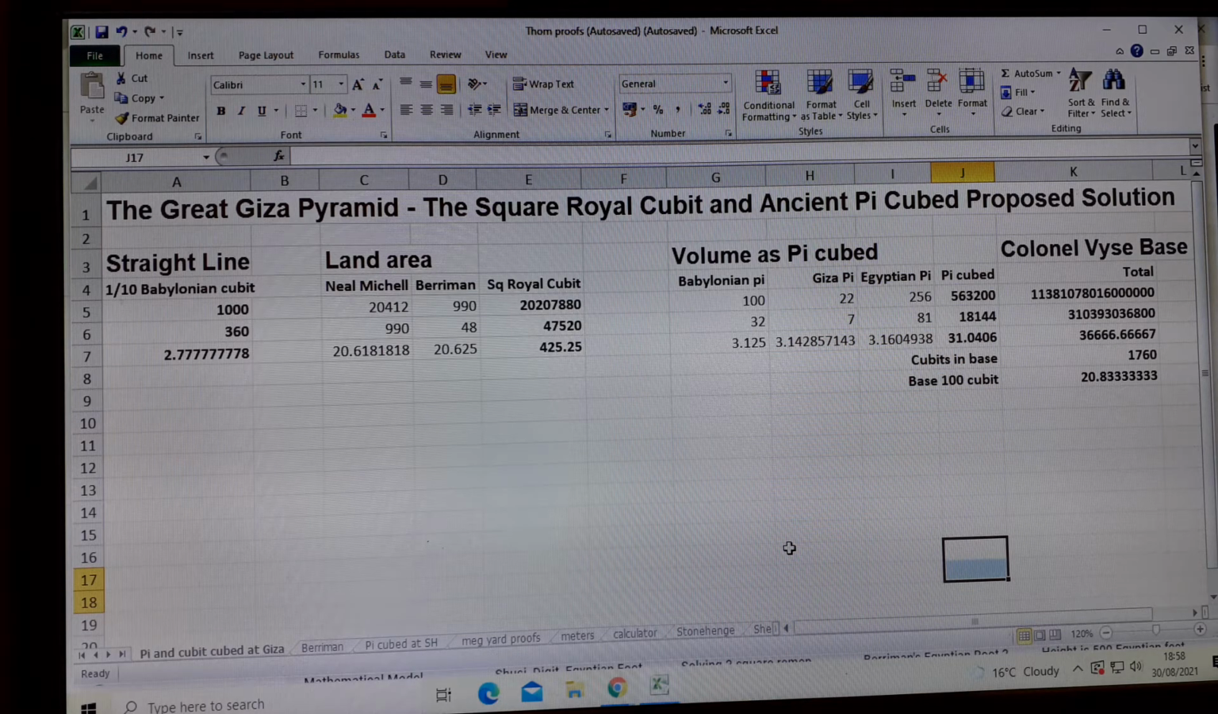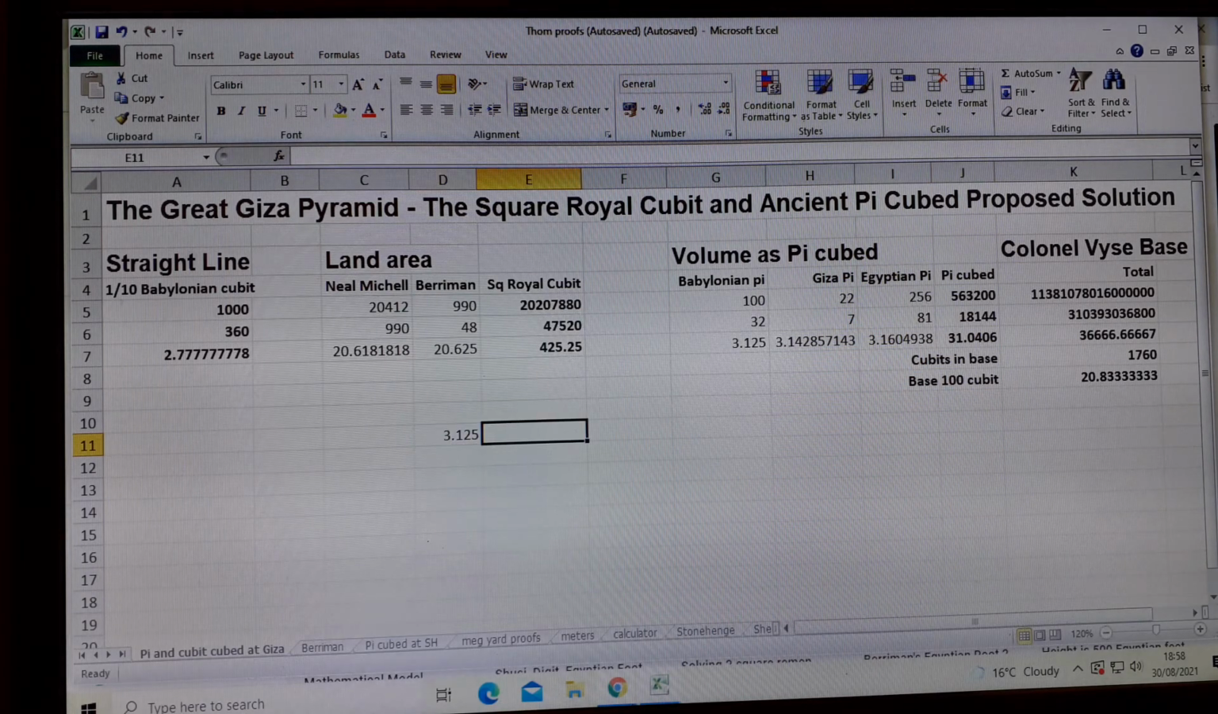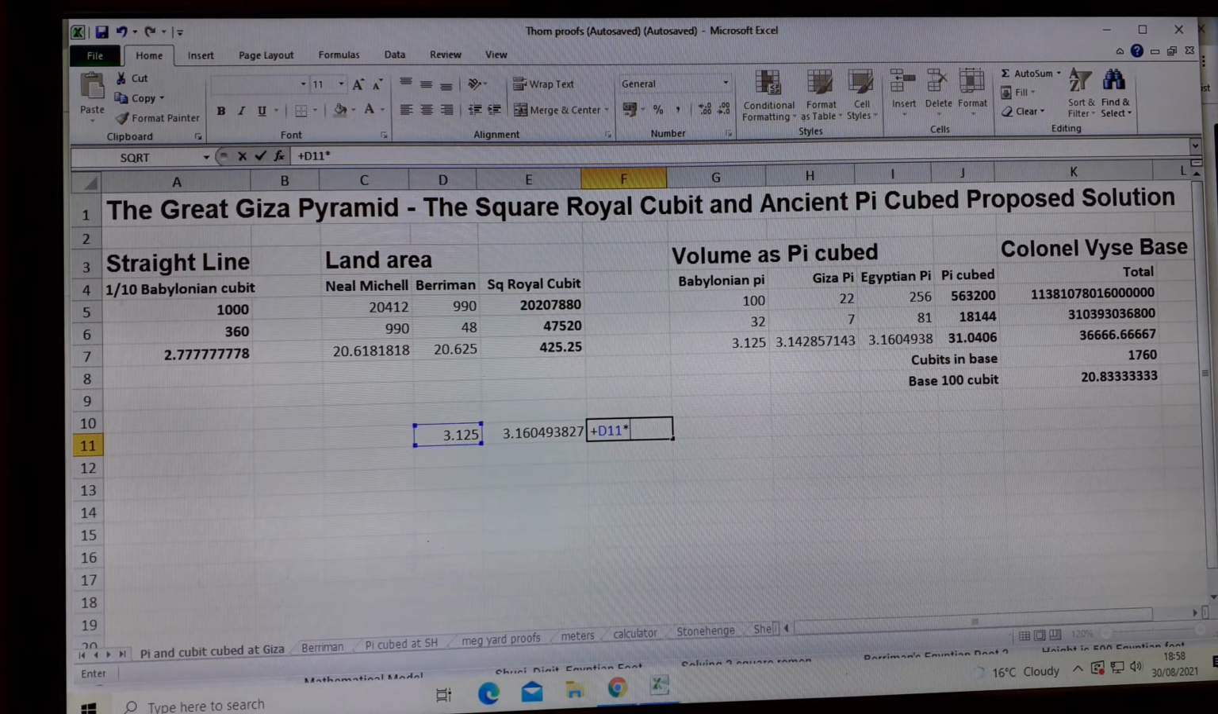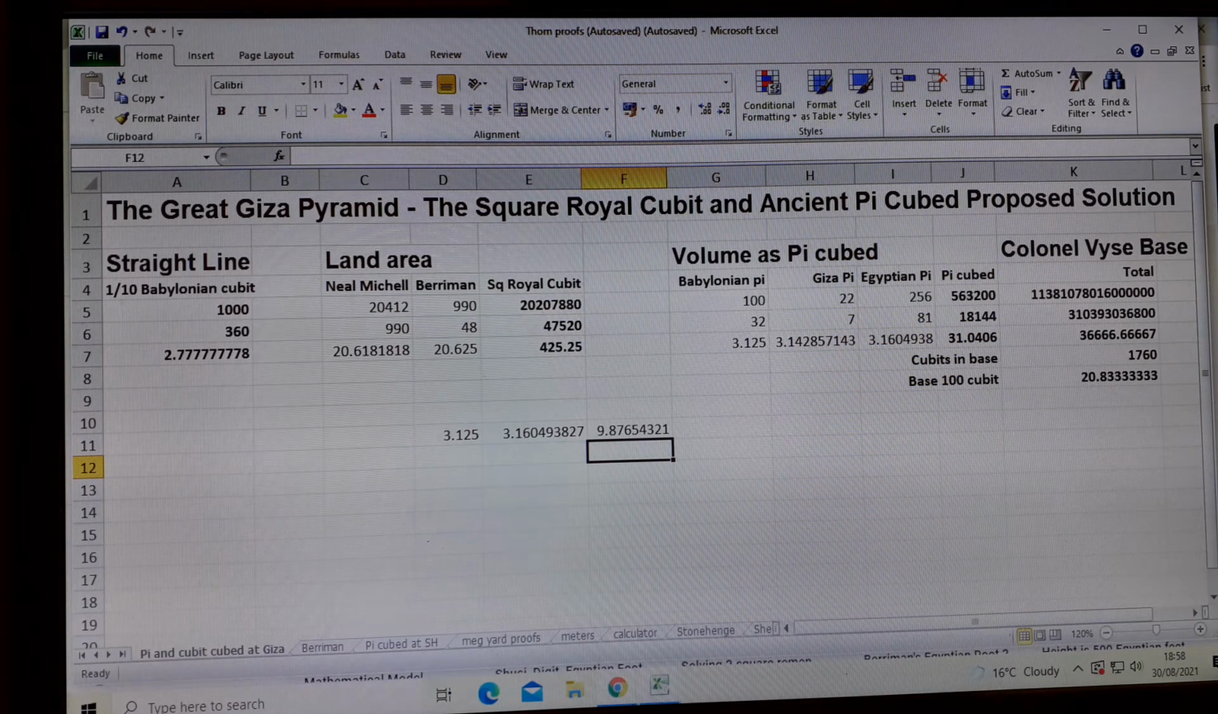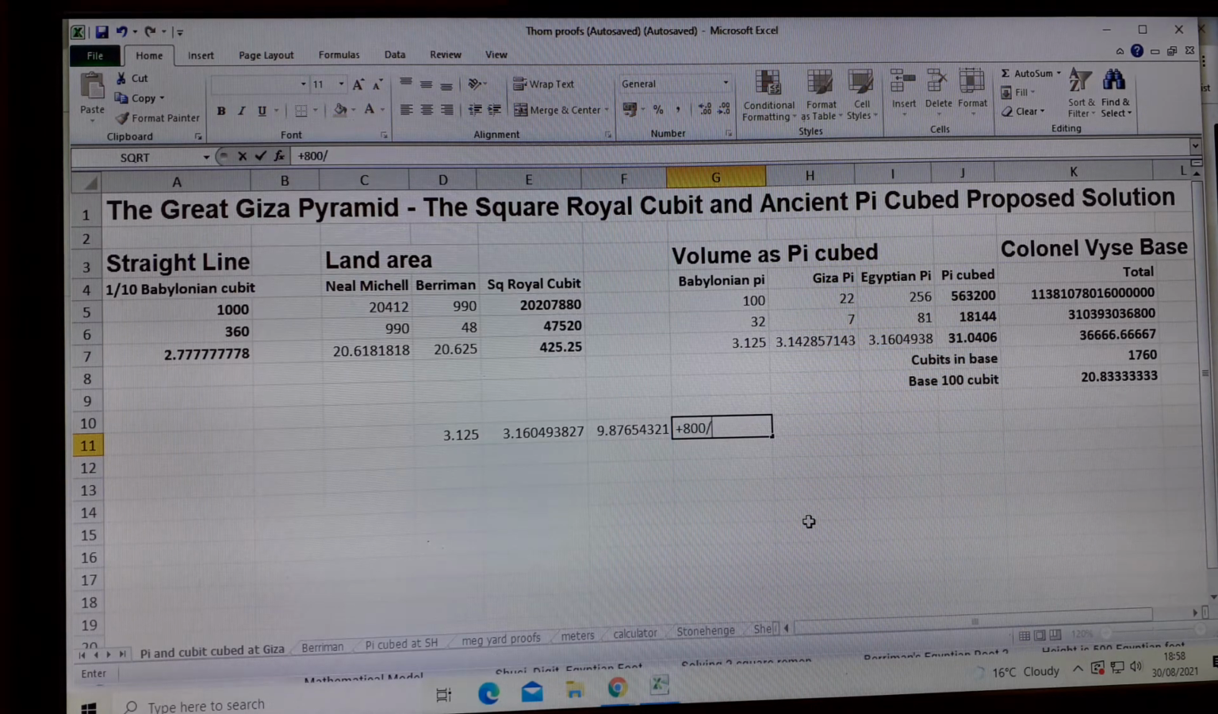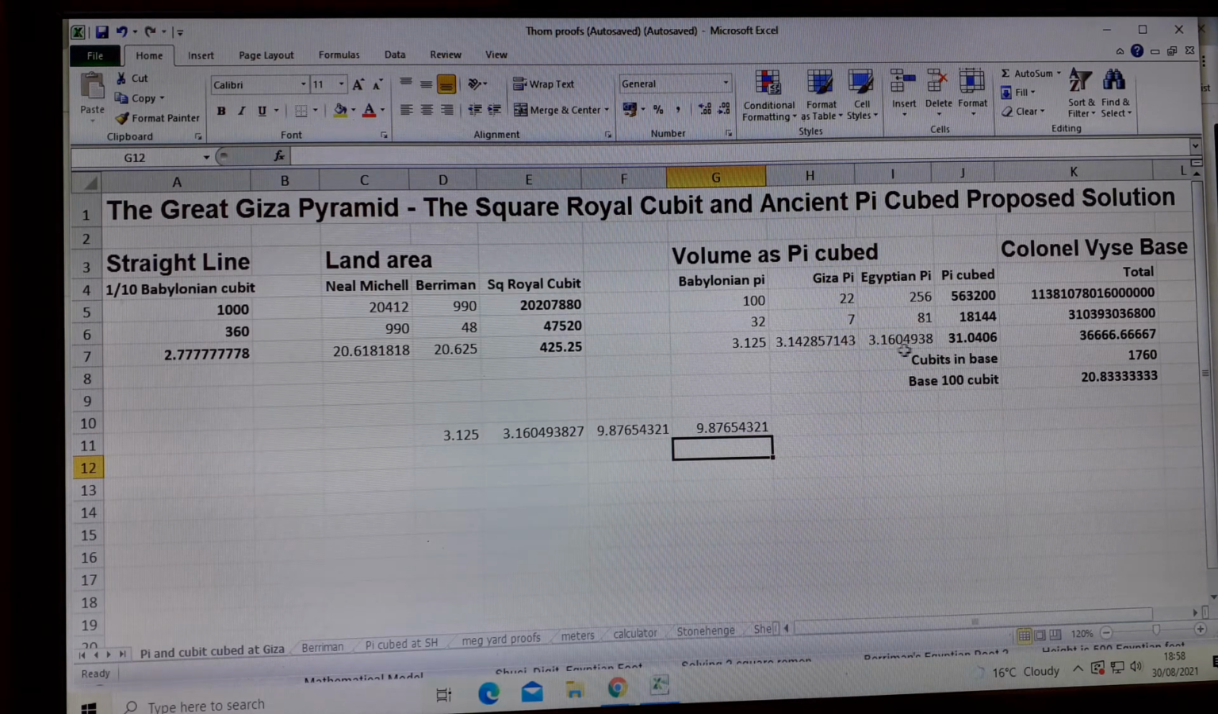Now, volume as pi cubed is very interesting because Babylonian pi, which is 3.125, multiplied by Egyptian pi, 256 divided by 81, multiply those two together, we get 9.87654321, and that is 800 divided by 81.